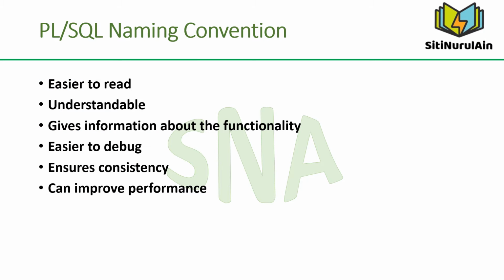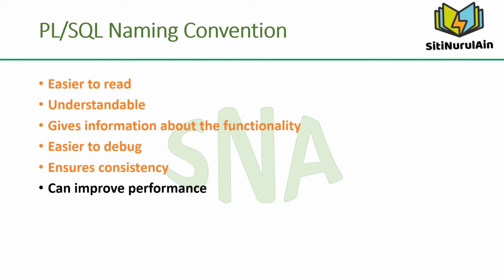A proper naming convention makes the code easier to read and more understandable. It helps you understand the functionality of the identifier. If the code is written using proper naming conventions, you can easily find an error and rectify it. Most importantly, it ensures consistency among the code written by different developers.